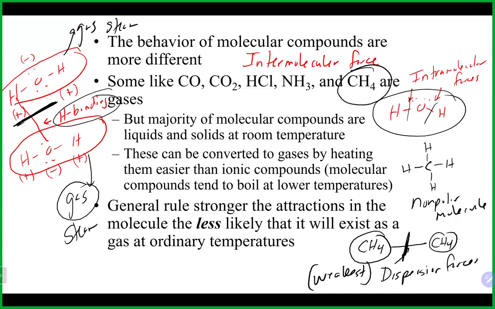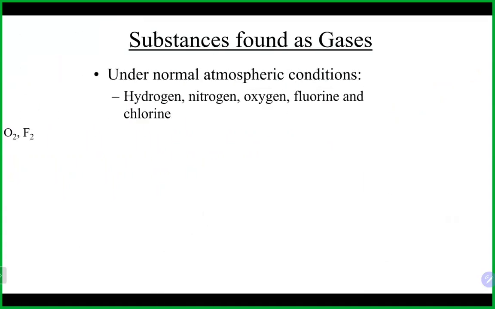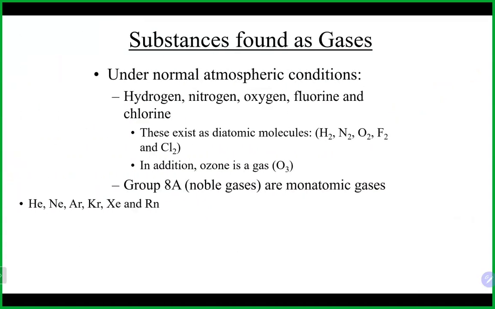Any questions on that? So what are some substances that exist as gases under normal conditions? A lot of those diatomic elements, diatomic molecules that are elements, are things like hydrogen, nitrogen, oxygen, fluorine, and chlorine. Those are typically gases under normal conditions.